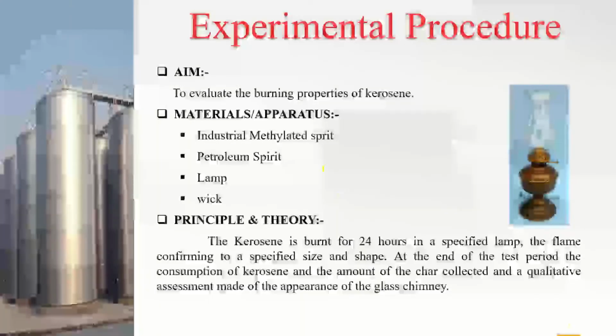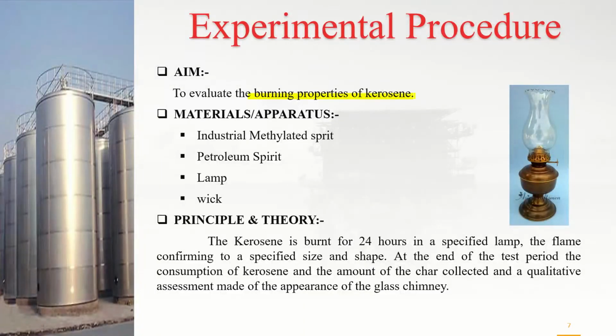Now, it is the experimental procedure. We have to evaluate the burning properties of kerosene by using the 24-hour test. These are the materials required: industrial methylated spirit, petroleum spirit, lamp, and wick. Two important things. This is the lamp which we use, the standard lamp for the burning properties of kerosene. It will have a wick here. There will be flame here. This part will contain the oil to be tested, that is kerosene oil. And here is char collection, also on the wick after burning. So we will be explaining it.